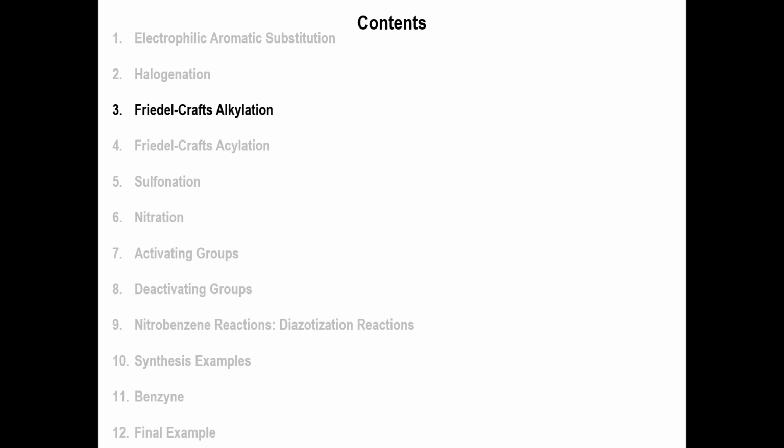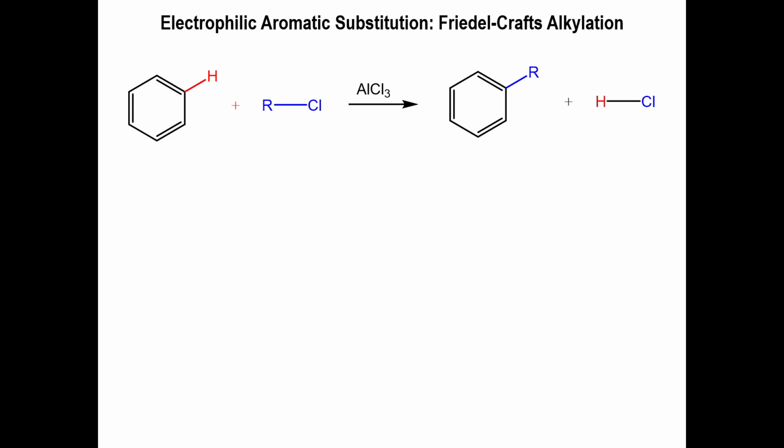Welcome back. Let's talk about Friedel-Crafts reactions. Specifically, let's start with the Friedel-Crafts alkylations. So in the previous video, we talked about how we can install a halogen, specifically a bromo or a chloro substituent onto the benzene ring via substitution reaction.